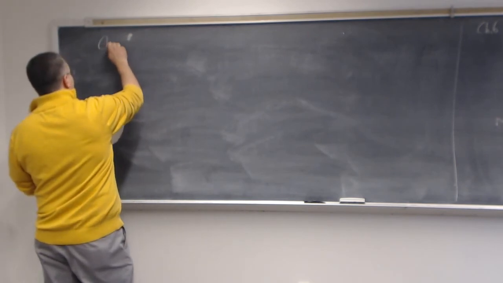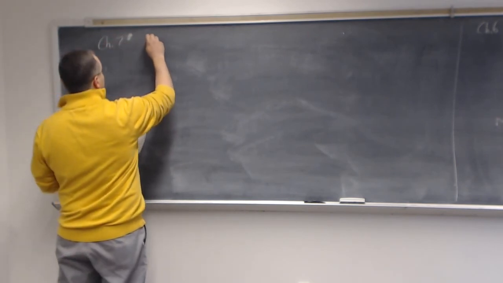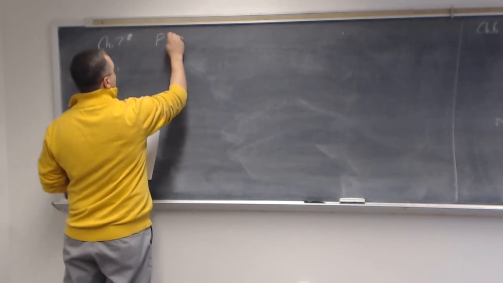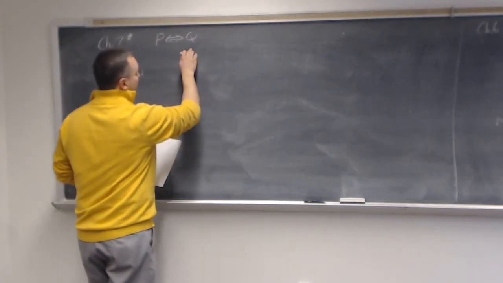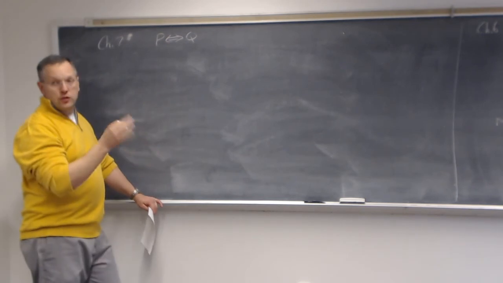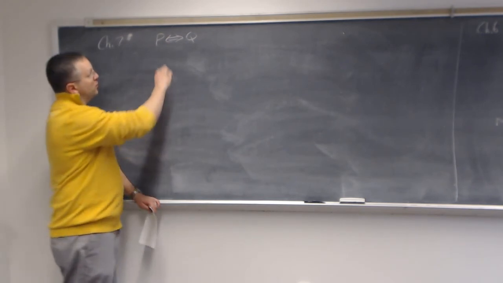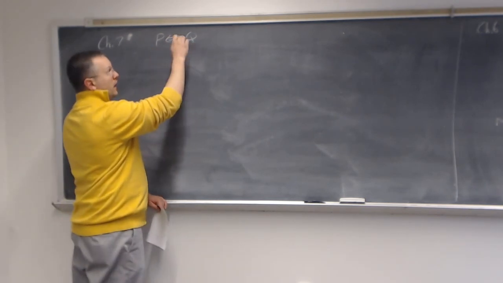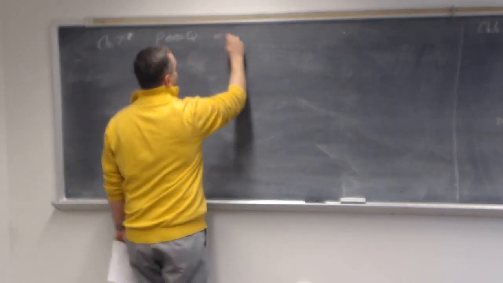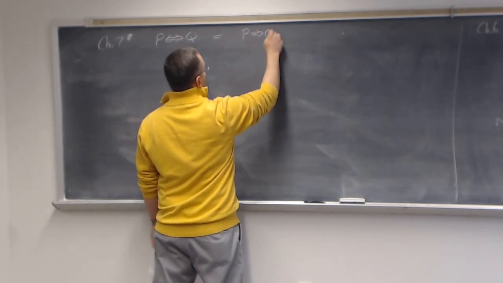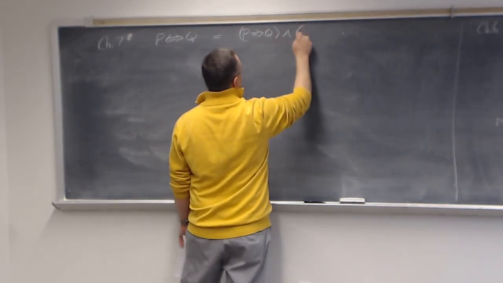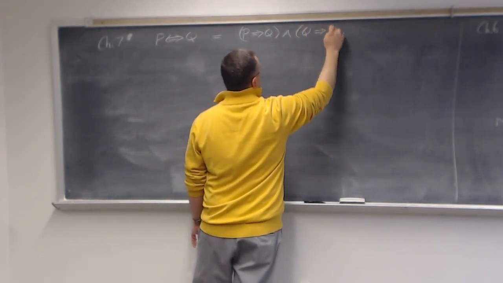So chapter 7. The idea is P if and only if Q. So you have an if and only if statement. You can prove this using two proofs. You prove that P implies Q and show that Q implies P. So this statement is equivalent to P implies Q and Q implies P.